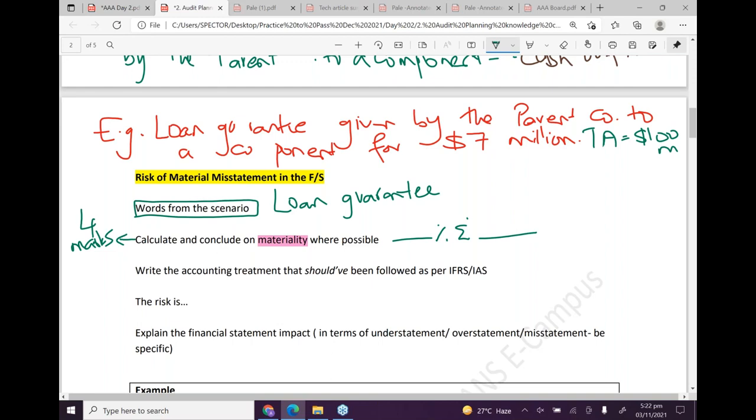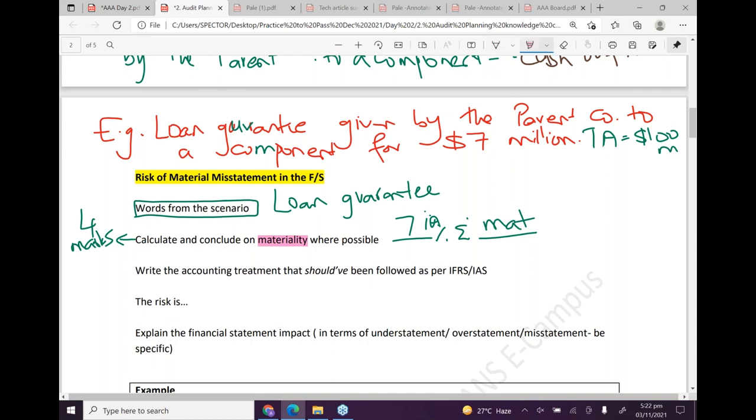So let's start filling this format out. The loan guarantee was given by the parent to a component. So I think this just went for 7 million. So you would write this guarantee is 7% of total assets and therefore it is material. Remember, the guidelines are 1% of total assets, 5% of PBT and 0.5% of revenue. So for 4 of the risks, I'll get my materiality mark.